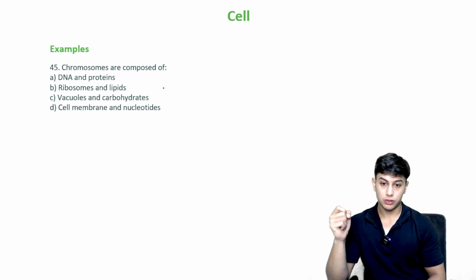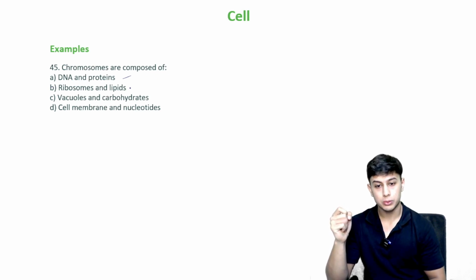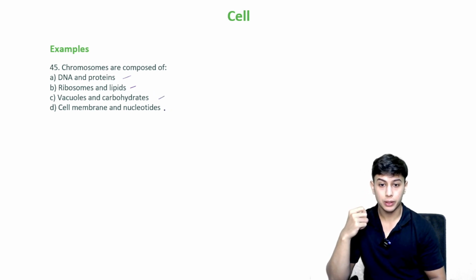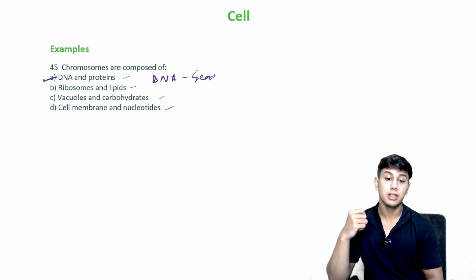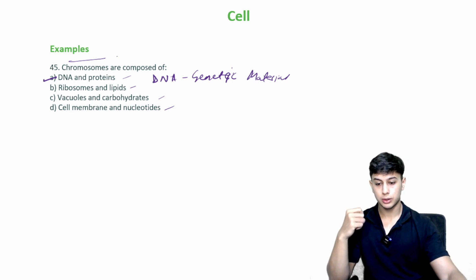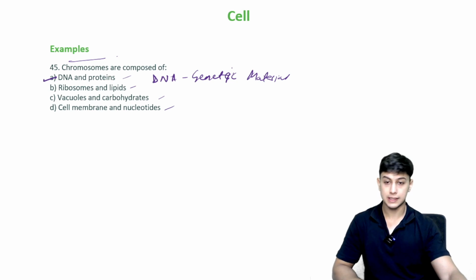Chromosomes are composed of what? Chromosomes are composed of DNA and proteins, ribosomes and lipids, vacuoles and carbohydrates, cell membrane and nucleotides. So it contains option A, DNA and proteins. So DNA, that is the genetic material, is in chromosomes. Okay, so that will be enough for the example session.